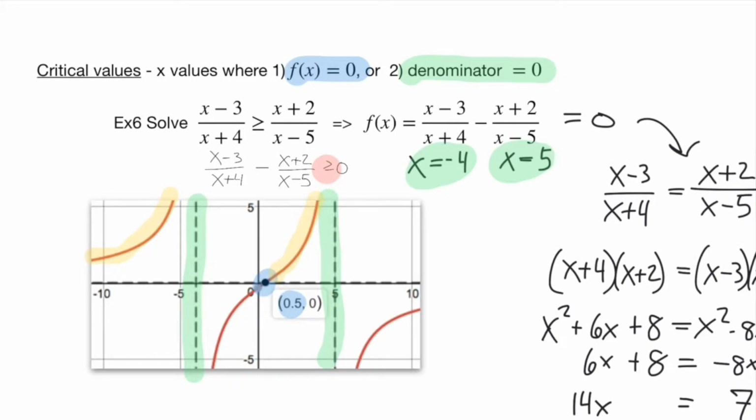Look at this hairy beast. We've got two rational expressions on either side of an inequality. What are we going to do? Well, I'll tell you what we're going to do. We're going to create a related function. We're going to bring this entire thing over to the other side here. So it's the left-hand side minus the right-hand side. That's going to be the function. And you can graph it.